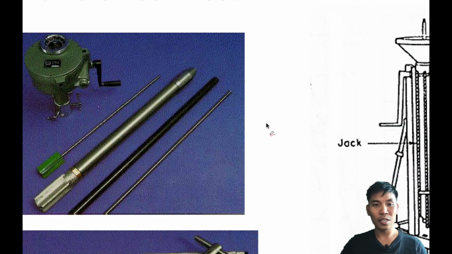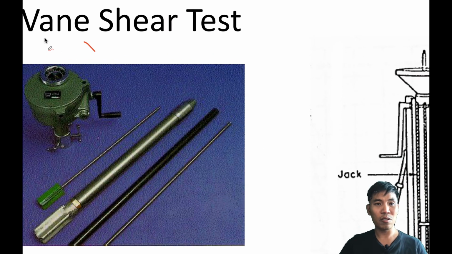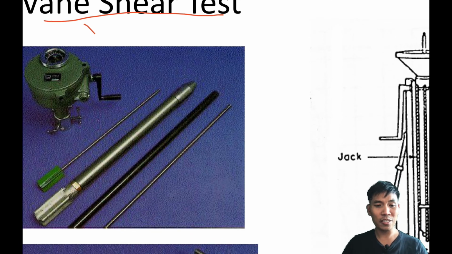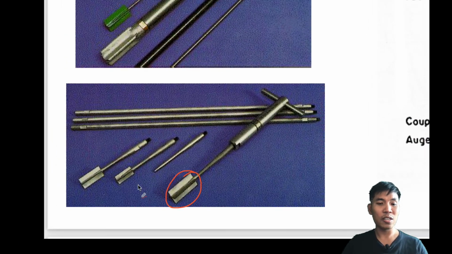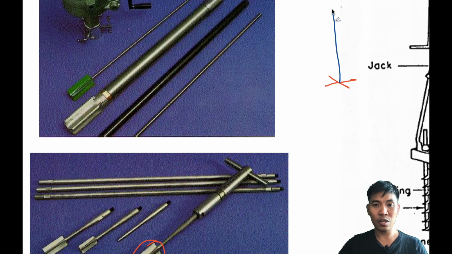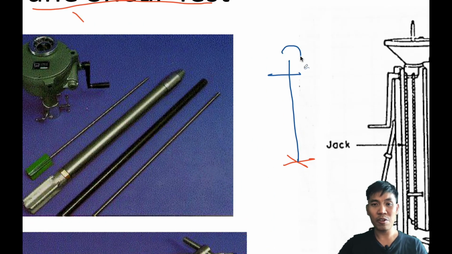And the other one is the so-called vane shear test. The vane shear test is something like this. They have the vane. We insert this kind of vane into the soil. The vane is something like this. Okay, and we connect it to the ground surface and we rotate it. When it rotates, it will create something like this.